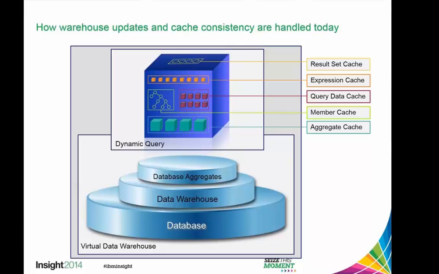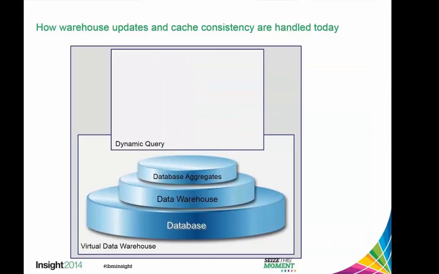There's a problem about keeping your caches consistent, as well as keeping your caches primed and ready to go to help improve performance. So I'm going to show you a quick little animation here about how warehouse updates and caching consistency are handled today if you only had just one place where your warehouse data is and your database aggregates. So you may have your cube up and running, you have all your caches that we've talked about before, it's primed, it's ready to go, it's great.